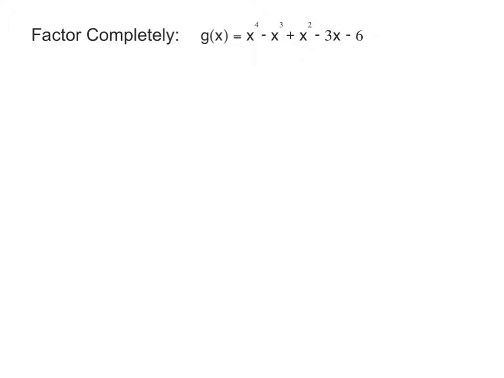Let's do another one. For g of x being x to the 4th minus x to the 3rd plus x squared minus 3x minus 6, first thing we should do is come up with the list. And our numerator is going to be plus or minus 1, 2, 3, or 6. And that all comes from our constant. Our leading coefficient is 1, so that means our only denominator would be 1. That's kind of nice. This list is quite a bit smaller than the last one.